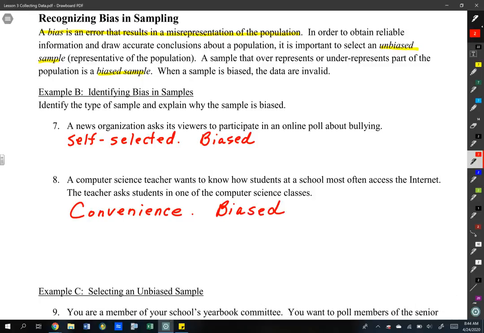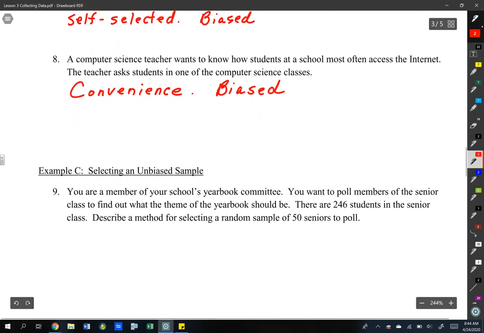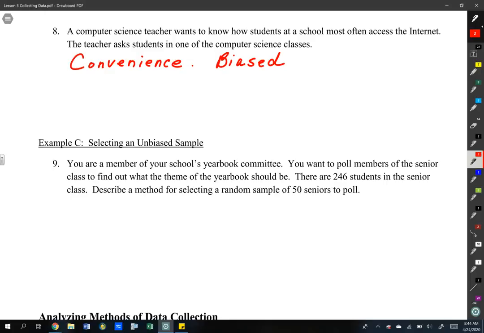All right, so let's take a look at selecting an unbiased sample. How would we do that? Here's an example of how to do that. You're a member of the yearbook committee. You want to poll members of the senior class to find out what the theme of the yearbook should be. You've got 246 students in the class. Describe a method for selecting a random sample of 50 seniors to poll. This is just one way of doing it, just to give you an example.